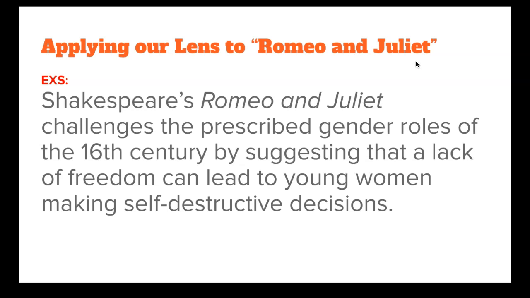Shakespeare's Romeo and Juliet challenges the prescribed gender roles of the 16th century by suggesting that a lack of freedom can lead to a young woman making self-destructive decisions. Ooh la la, now that's what we're talking about here. We've got context. We're talking about when this is happening. We're talking about Shakespeare's perspective on this whole idea. And we're offering up a very, very precise reason, okay, that women make self-destructive decisions when they have no autonomy. This is what we're looking for.